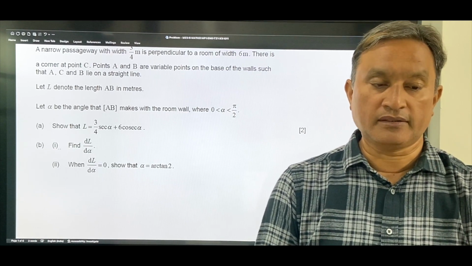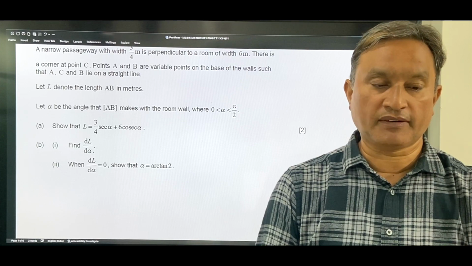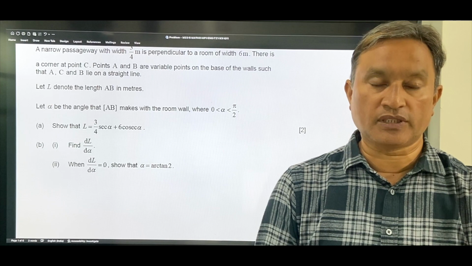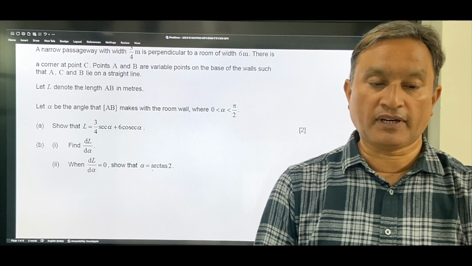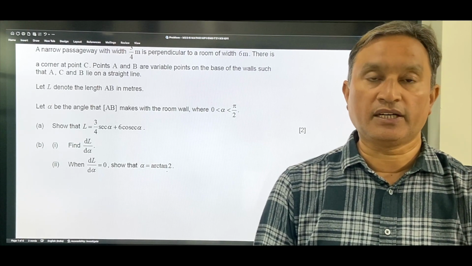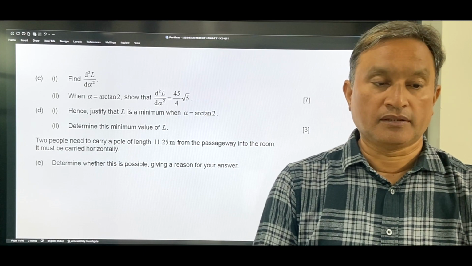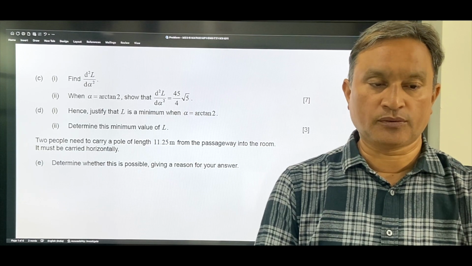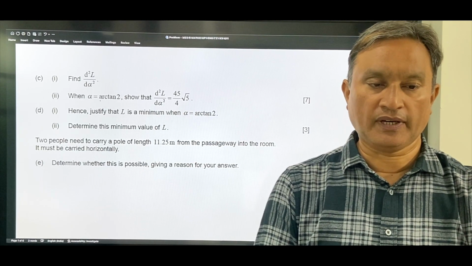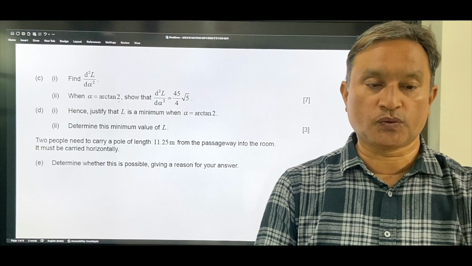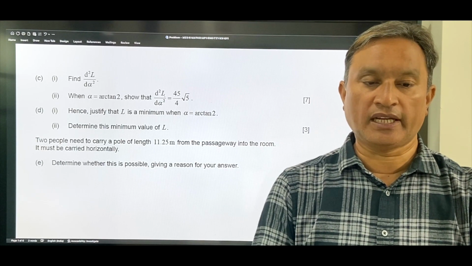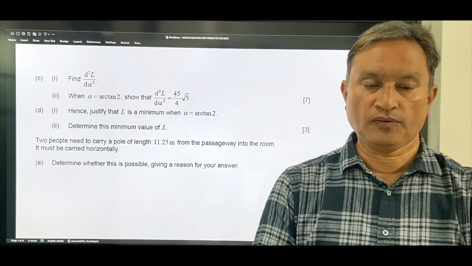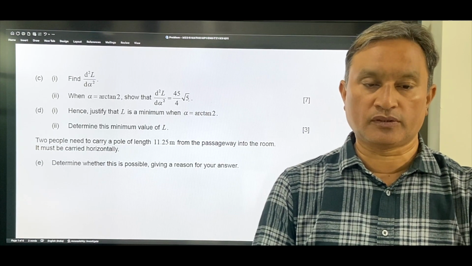B part 1: find dL upon d alpha. 2: when dL upon d alpha equals 0, show that alpha equals arctan 2. C part 1: find d2L upon d alpha squared. C2: when alpha equals arctan 2, show that d2L upon d alpha squared equals 45/4 root 5.